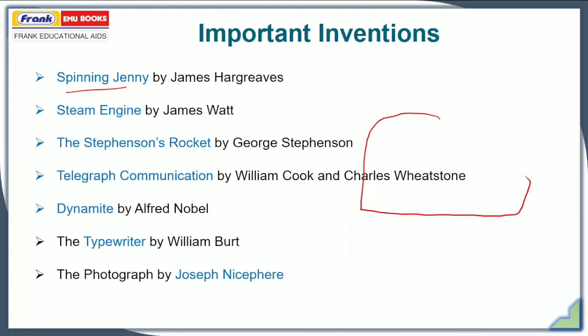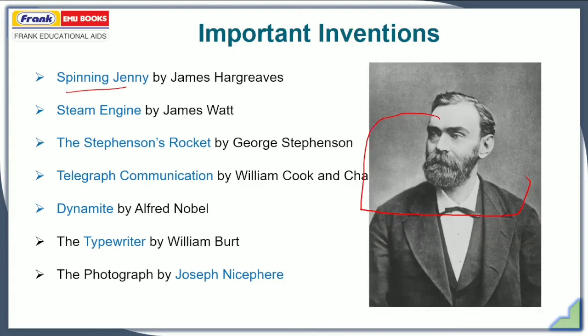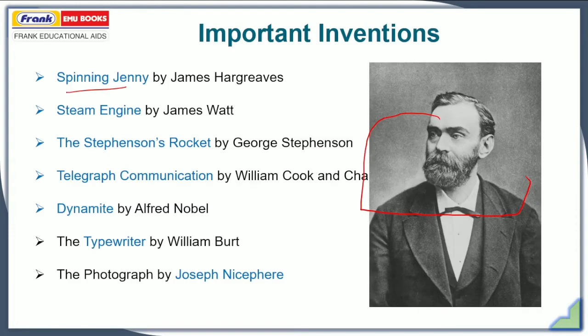Then we have telegraph communication by William Cooke and Charles Wheatstone, this also provided a boost to transport and communication. Then we have Alfred Nobel, who was known for his invention of dynamite, one of the most influential industrialists in the period of industrial revolution. Then typewriter was discovered, and photograph technique was also discovered by Joseph Niépce.